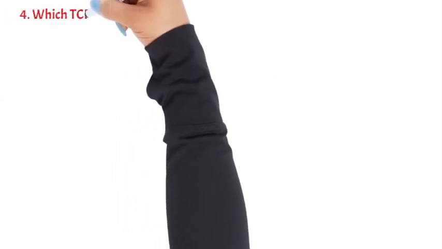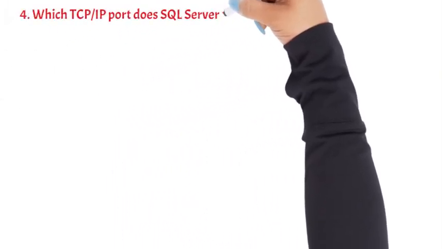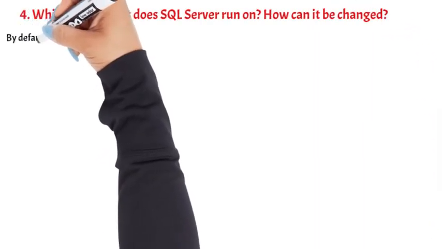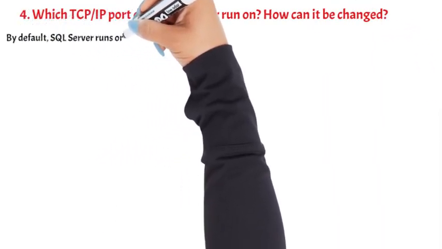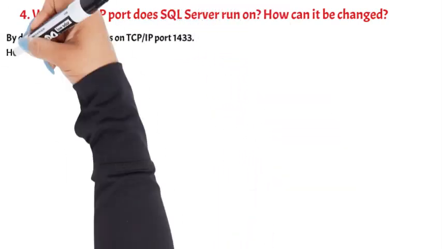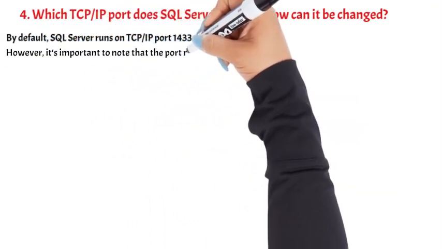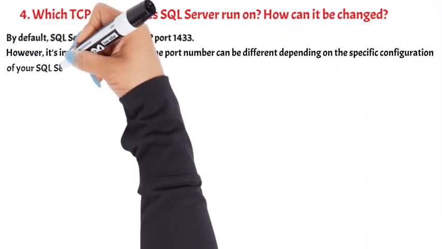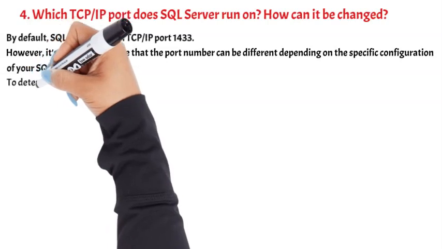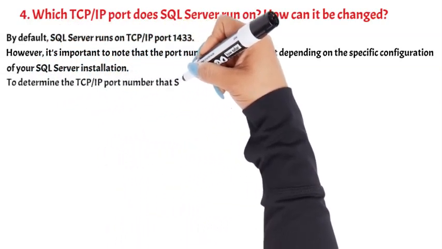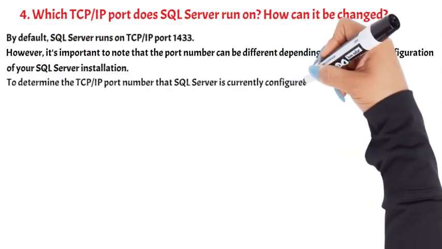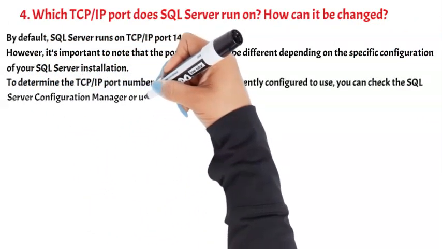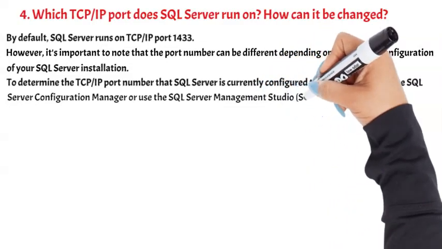4. Which TCP/IP port does SQL Server run on? How can it be changed? By default, SQL Server runs on TCP/IP port 1433. However, it's important to note that the port number can be different depending on the specific configuration of your SQL Server installation. To determine the TCP/IP port number that SQL Server is currently configured to use, you can check the SQL Server Configuration Manager or use the SQL Server Management Studio (SSMS).